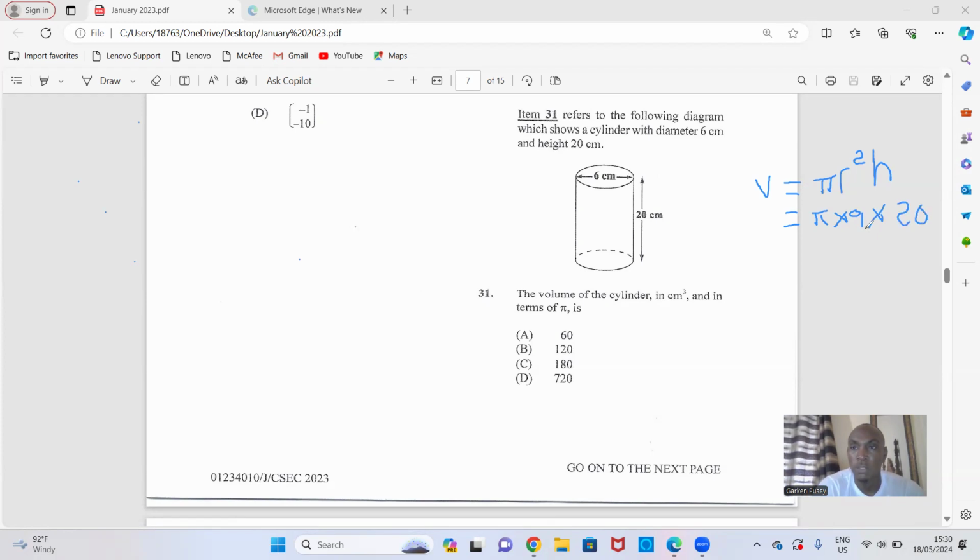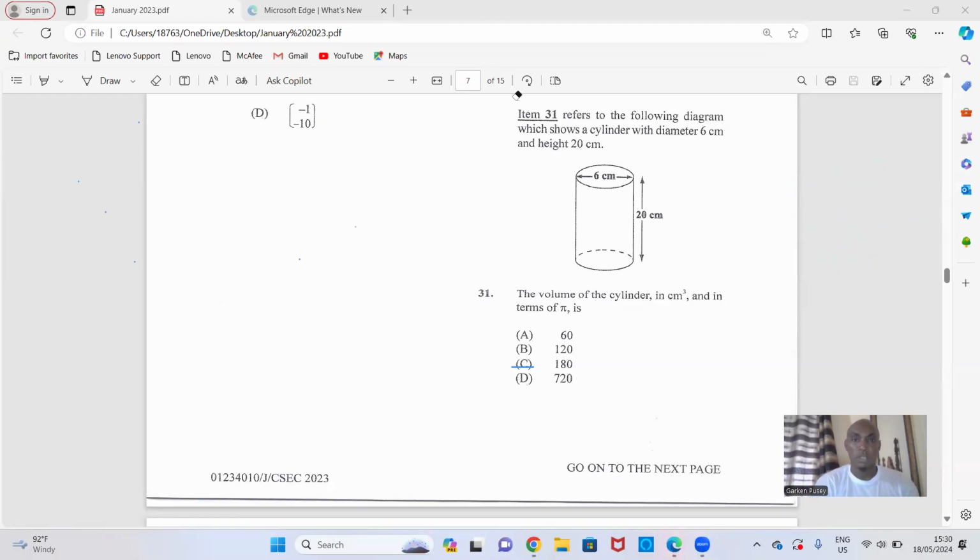So 9 times 20 is 180 times pi is 180 pi. So it says in terms of pi, so 180 pi. So we don't need to write the pi. We're going to look at the answer that has 180. So that one is going to be C. Right? I think this question came on a paper before, but in that paper, I think they had the pi on it, but it doesn't really matter. All right, let's go to the next question.